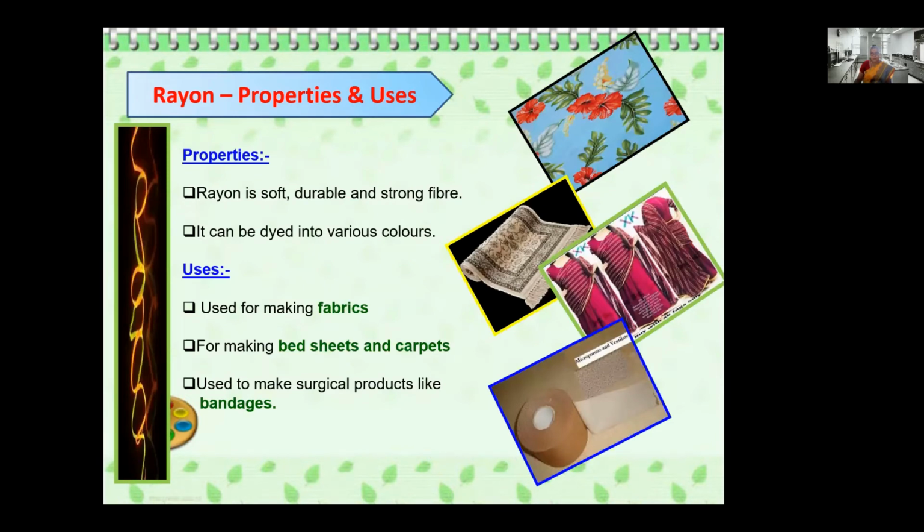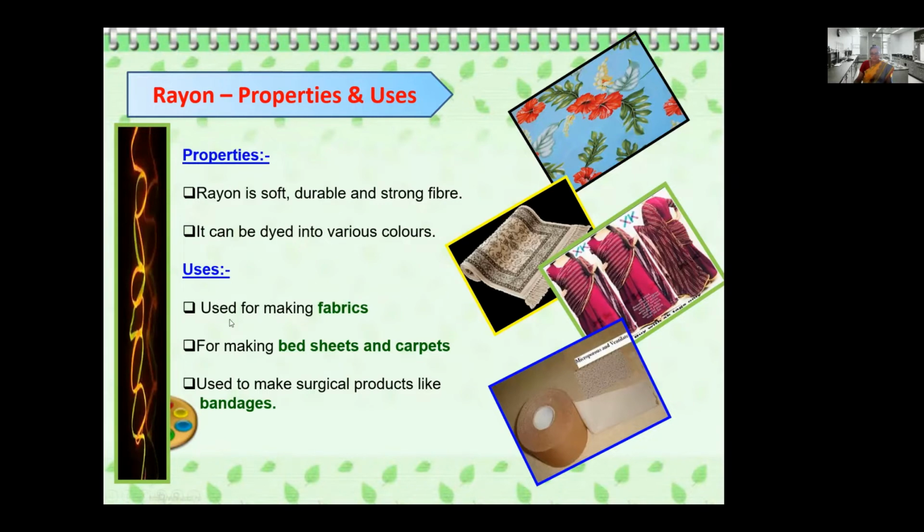Rayon, properties and uses. What are the properties of rayon? It is very soft and durable. It is very flexible to wear, and a strong fiber. It can be dyed into various colors. For girls, dresses like net materials, satin materials, and attractive fancy dresses are all made of rayon, so it looks shiny and bright.